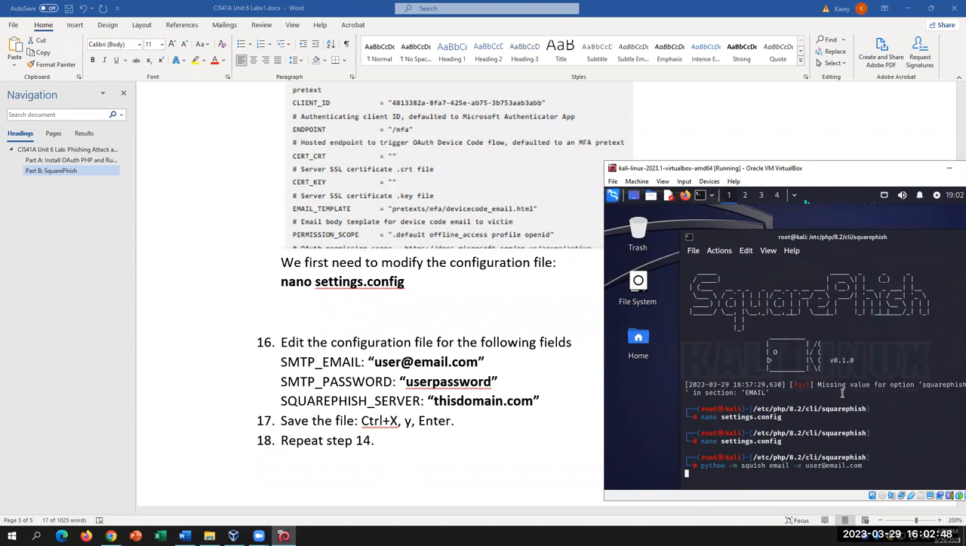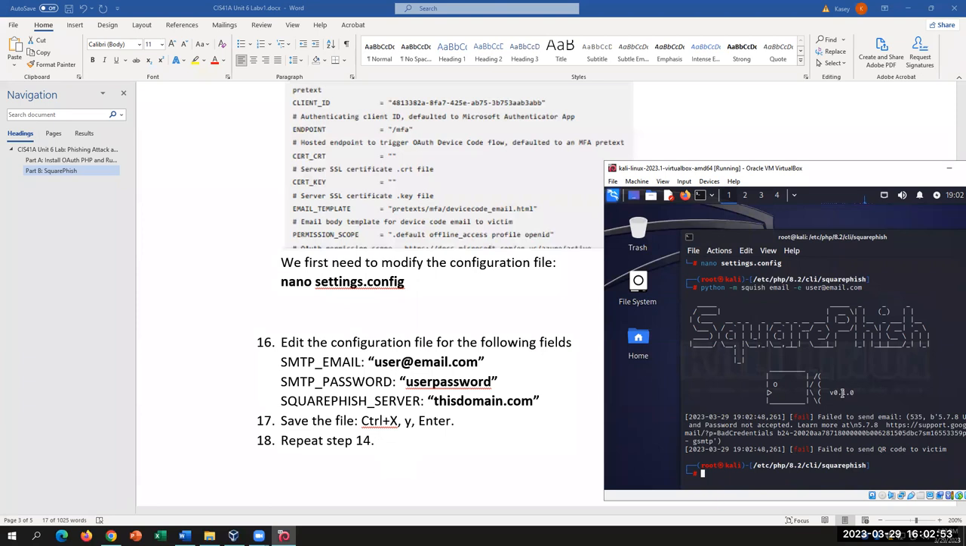And it's going to attempt it, but it tells me it's failed because I don't really have a real target. I don't have a server, but it does tell me about the MAC credential. There's some information about your SMTP not working, so you can simply go in and fix the configuration file.